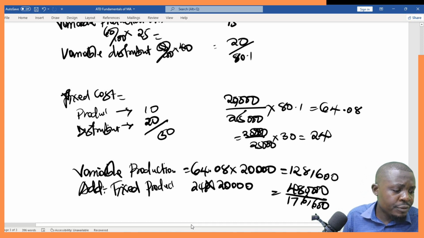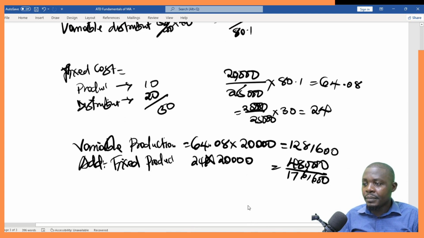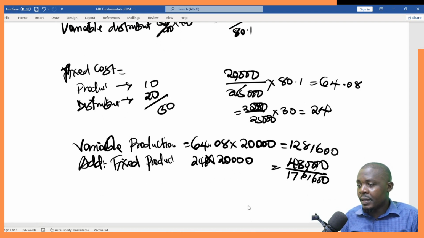If fixed production overhead is unavoidable and the component is outsourced, the fixed production overhead will go down by 30%. We are meant to compute. At that point, let me just segregate them.